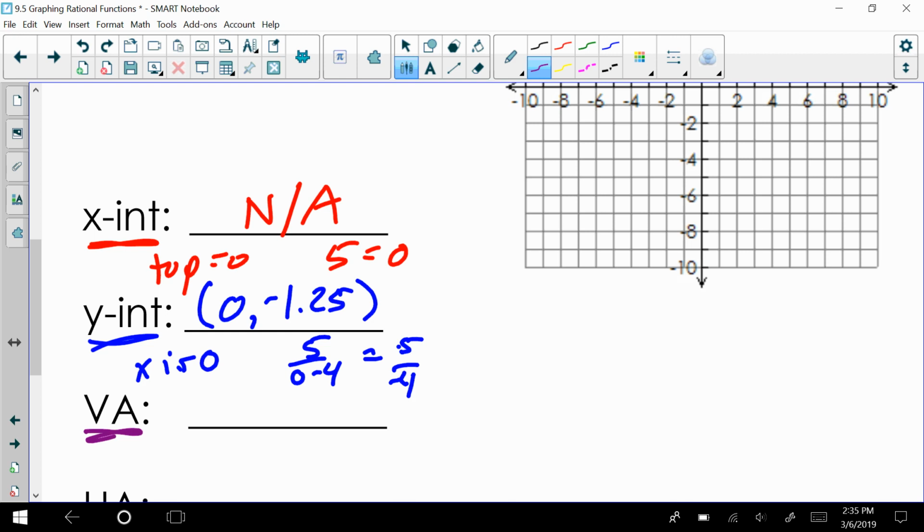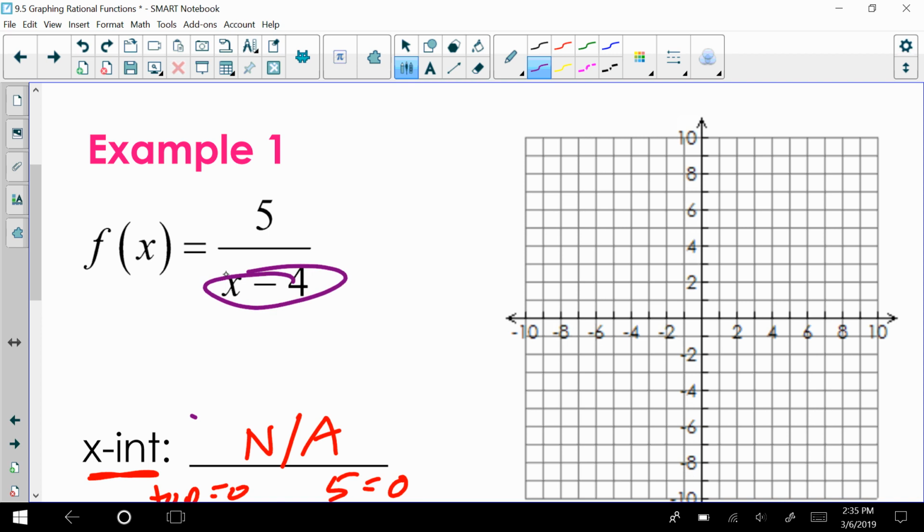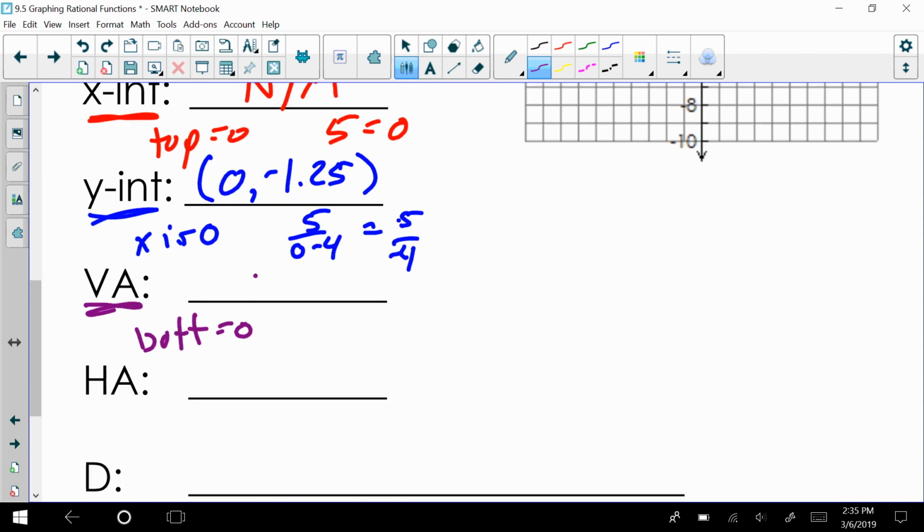Vertical asymptote, well, that's the bottom equal to 0. But what's the bottom? That's this. That would be this thing here equals 0. Well, if I solve that, I get x equal to 4. So I just have one vertical asymptote.